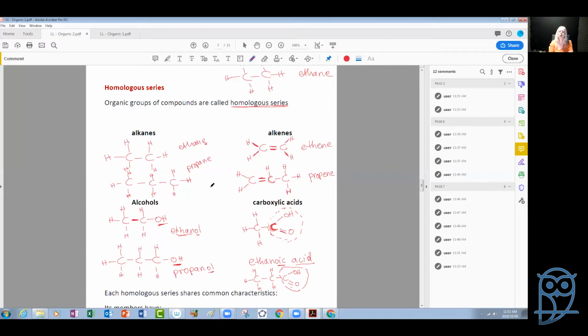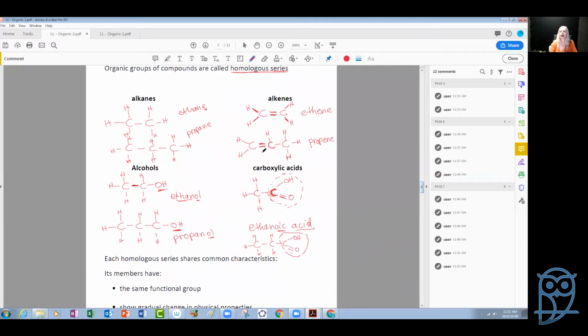So these are the 4 very important homologous series that we are going to meet in our level. And of course, we need again to remember our names: the alkenes, the carboxylic acids, the alcohols, and the alkanes. The alkanes and the alkenes are hydrocarbons, as you can see, but the alcohols and the carboxylic acids are not hydrocarbons because they also have oxygen. Oxygen is not part of hydrocarbons.